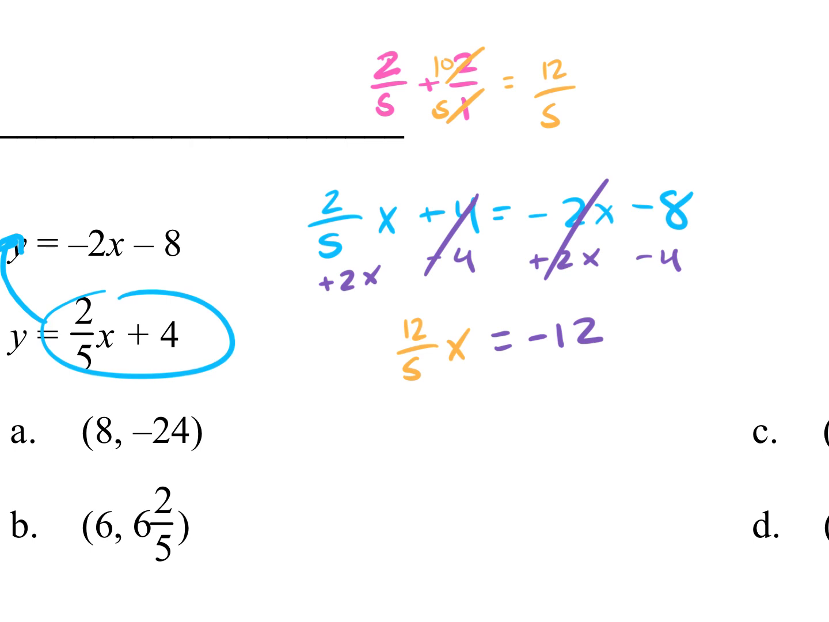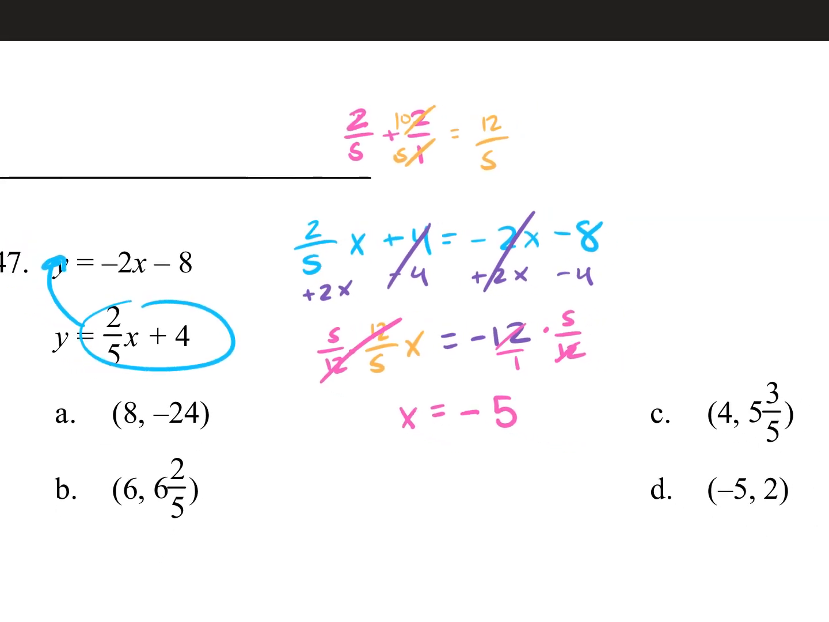I can divide by 12/5 or multiply by the reciprocal. So I'm multiplying by 5 over 12. So x is equal to, the 12s actually cancel. So this would be negative 5 over 1, or just negative 5. So which answer choice says that x is negative 5? D.